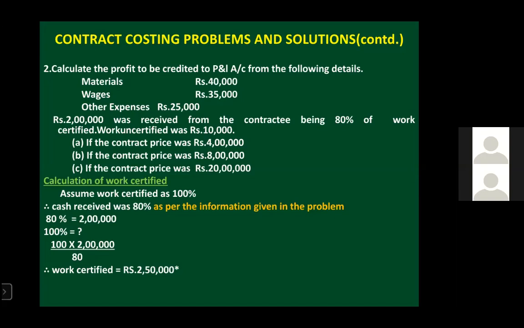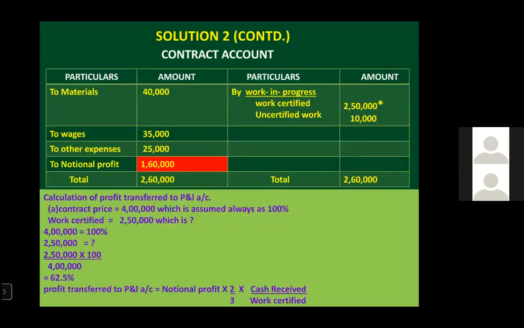2 lakh 50,000. Once you know the work certified, 2,50,000 will go to the contract account for this problem, and I debit all the expenses: materials, wages, other expenses. So debit all the expenses, and on the credit side, by work in progress, under the title we need to show work certified and work uncertified. Work certified as per our calculation is 2,50,000.